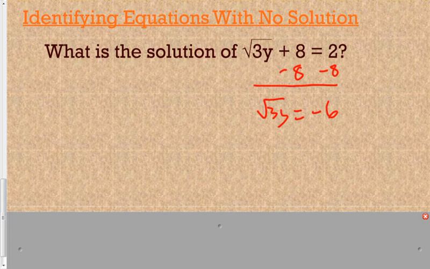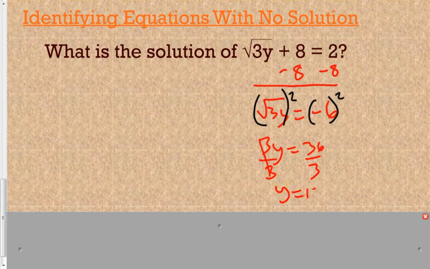Well, hold on. We're going to do this. We're going to square both sides. Sorry. I'm going to square both sides, and I get 3y equals 36. Divide by 3 on both sides, and you get y equals 12. Okay, it seems like it works out, but let's plug it back in, and let's check.